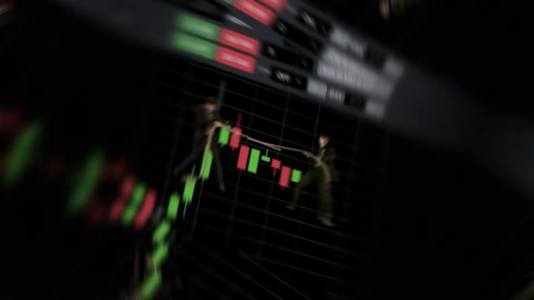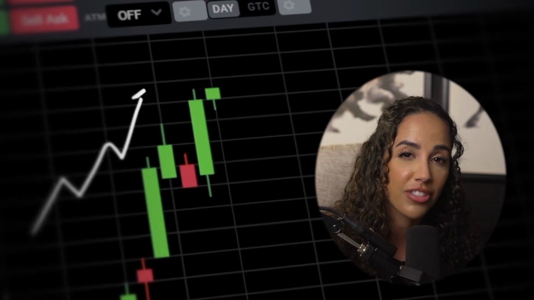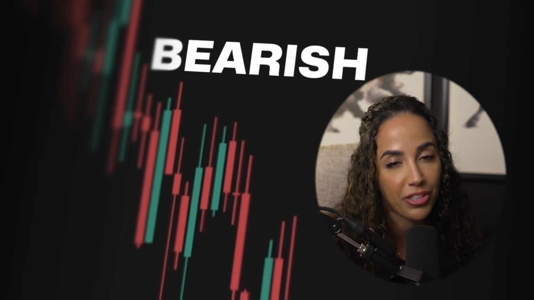Here's the simplest way to think about price movement. It's just a tug of war between buyers and sellers. When more people want to buy than sell, buyers have to compete with each other to get filled. They start paying higher and higher prices, and that's what pushes the chart upwards. You'll see this as green or bullish movement. On the flip side, when there are more sellers than buyers, sellers have to keep lowering their prices just to get out of their positions. That's what drives the market down, and you'll see this as red or bearish movement.